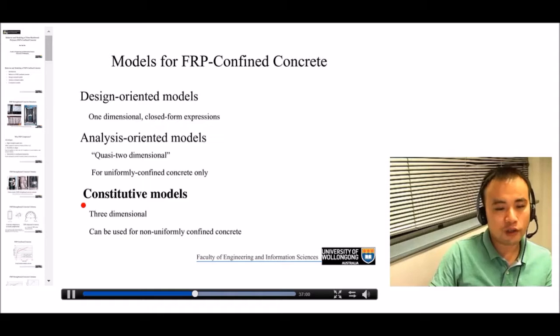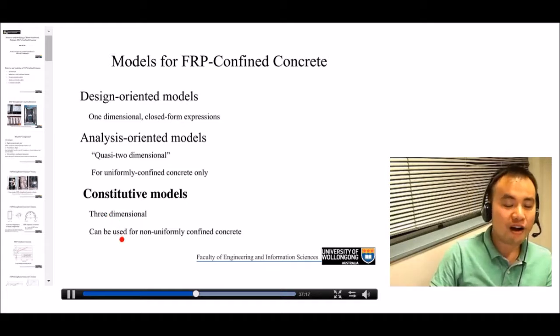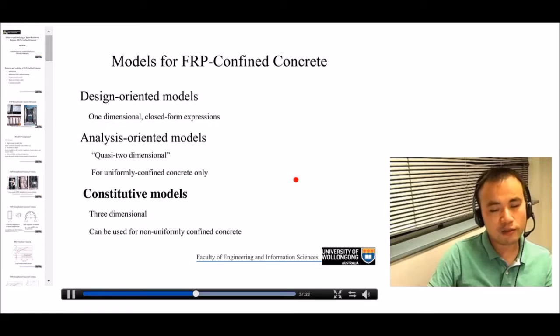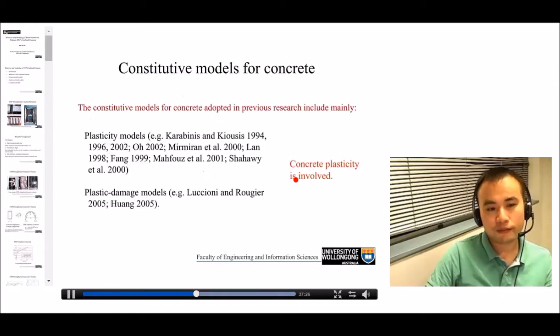Now let's talk about the last category of models, which is three-dimensional constitutive models. These models are very often used in finite element models, and they can be used not only for uniformly confined concrete, such as in circular columns, but also for non-uniformly confined concrete, such as the concrete in rectangular columns or in other shape columns.